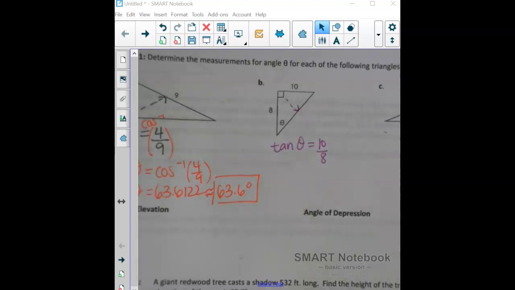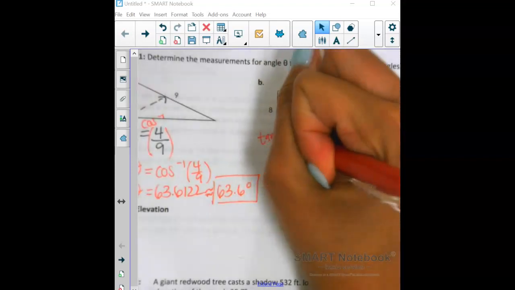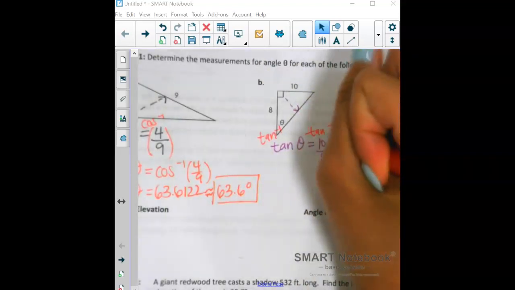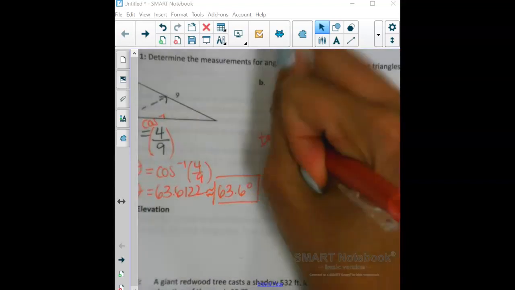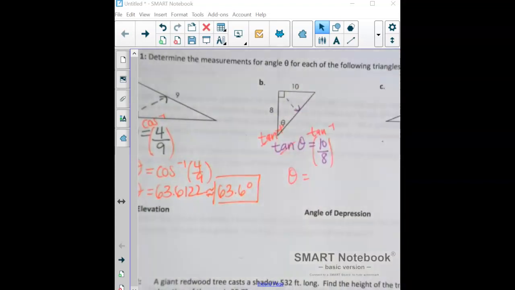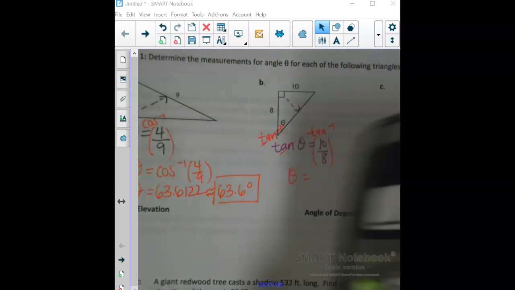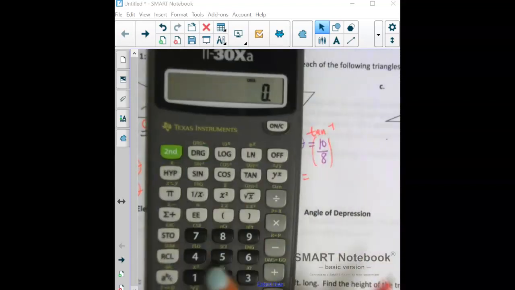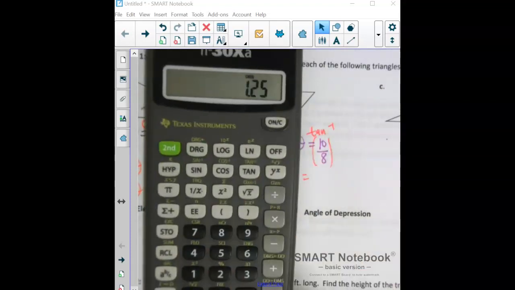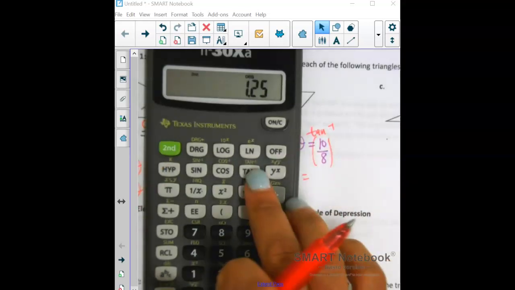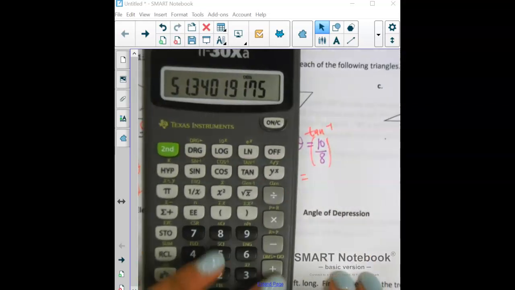How do I get rid of tangent this time? I can't divide. To the power of -1. So do the inverse on each side. Tangent inverse. So we're going to have theta equal to, I'm going to use my scientific calculator again, since we already have it out. Let's use 10 divided by 8. And we're going to do the tangent inverse. So the way I'm going to do that is green tangent, and this should be my angle.